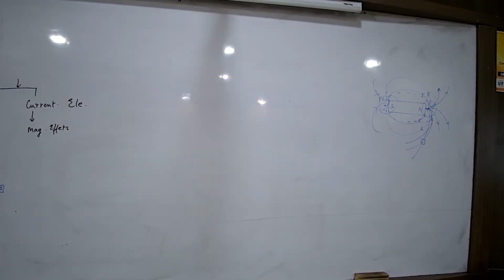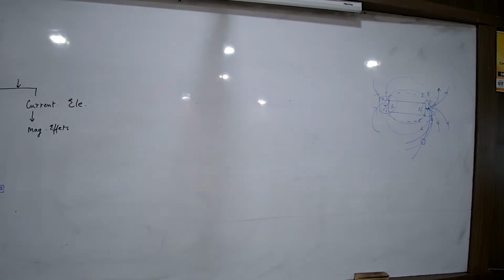What's happening at the poles? Magnitude will be the same. The same type of lines. Yeah. Next point, what will you write, children? The lines do not cross each other.